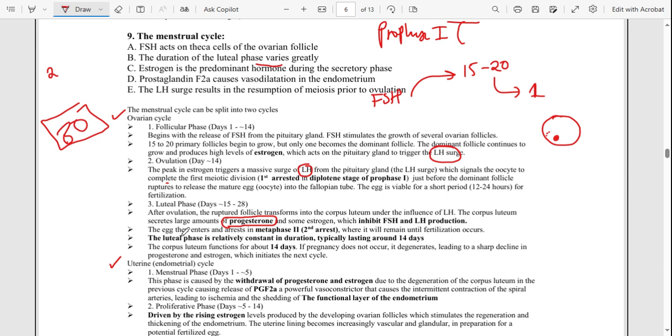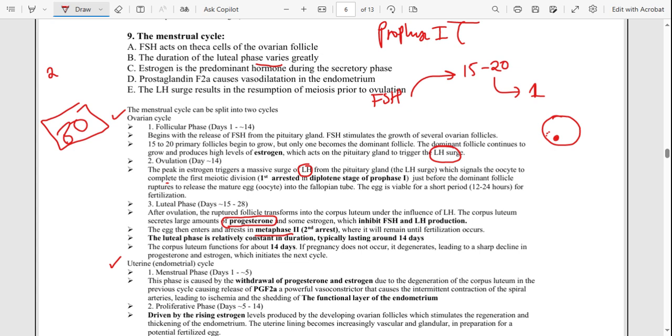And at this point, the egg is going to be arrested again, the same mature egg. But at this point, it is arrested in what we call metaphase 2. The first arrest was in prophase 1. So the egg will only move out of metaphase 2 when it undergoes fertilization. Otherwise, any egg that is released during the shedding of the uterus, what happens every month is actually the egg that is in meiosis 2, specifically metaphase 2.